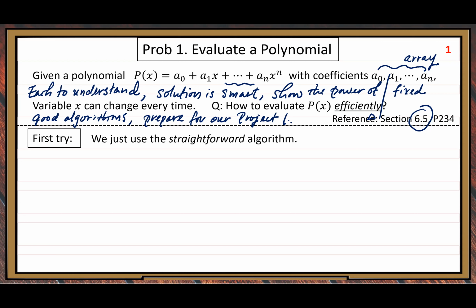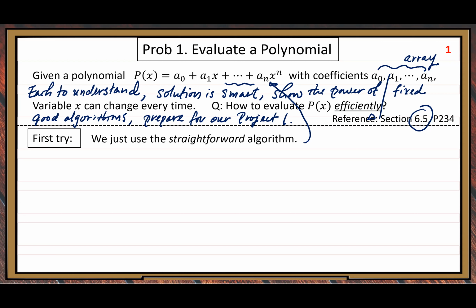We just use the straightforward algorithm. Everybody knows how to evaluate a polynomial. Every one of you knows how, because you just do additions and multiplications. In primary school, you already know how to calculate a formula with additions and multiplications in a certain order. The order is important, but you are familiar with that kind of calculation. And it's also easy. You can write a computer program to do that calculation. That's our straightforward solution.